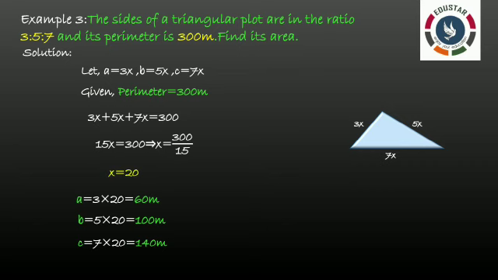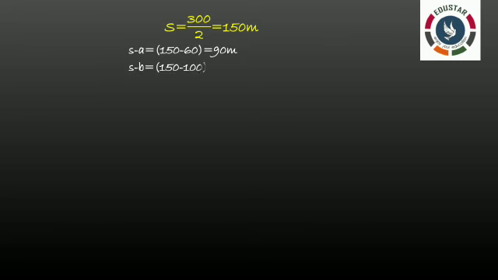So next what we have to do? We have to find S value. So S is equal to how much? Perimeter by 2. What is perimeter? 300. So 300 by 2 is equal to 150 meter. So S is equal to 150 meter. Now find S minus A, S minus B and S minus C. So S minus A is equal to 150 minus 60, which is equal to 90 meter, and S minus B is equal to 150 minus 100, which is equal to 50 meter, and S minus C is equal to 150 minus 140, which is equal to 10 meter.